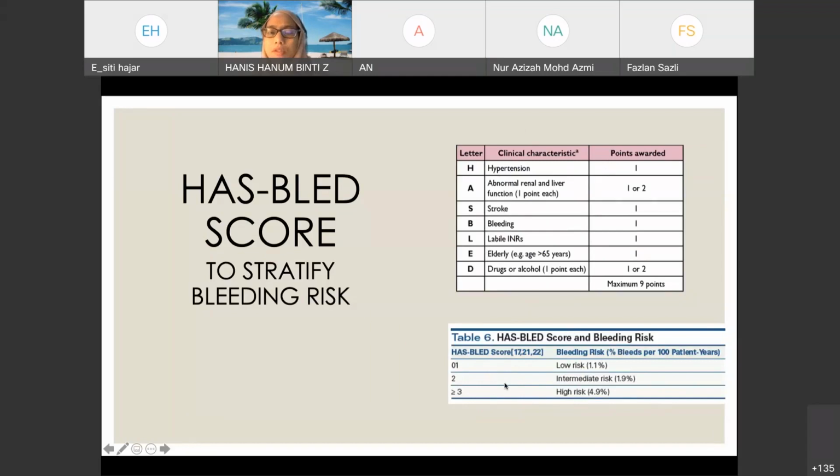Okay, whatever the score is, it's not a reason for us to withhold the anticoagulant therapy. Okay, even if the score is more than 3, kita tak withhold lah. Okay, unless the patient datang with, like I said, an intracranial bleed ataupun GI bleed. Okay, because dia ambil warfarin, then we need to withhold sekejap. Okay, address the bleeding issues and then restart again.